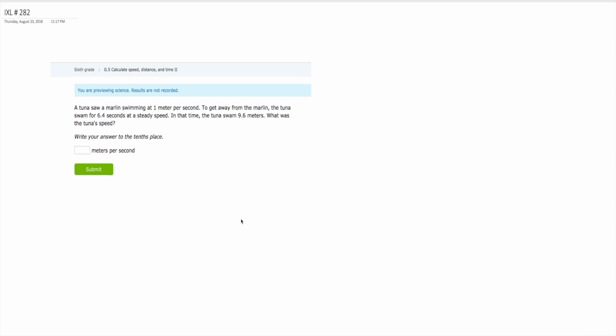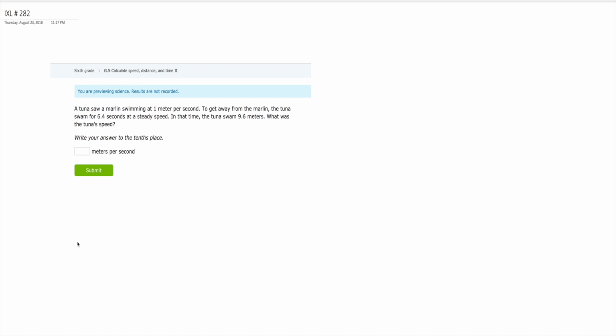Okay. So a tuna saw a marlin swimming at 1 meter per second. To get away from the marlin, the tuna swam 6.4 seconds at a steady speed. In that time, the tuna swam 9.6 meters.